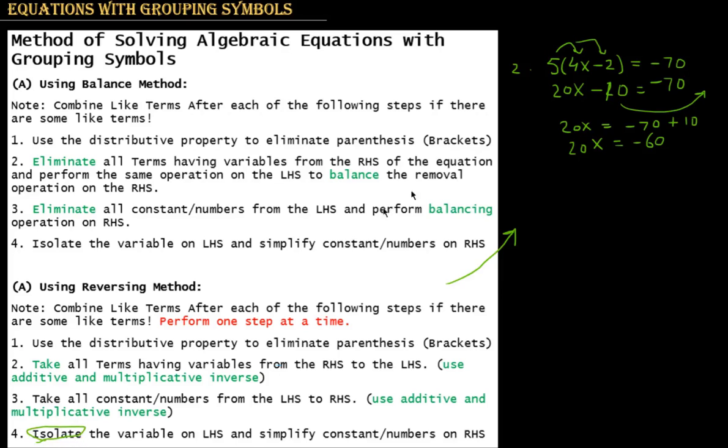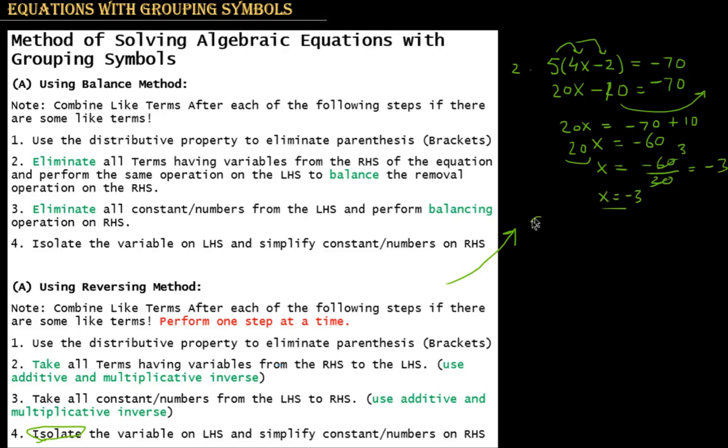So isolate the variable. 20 is with the variable, so we take this 20 to the other side. It is being multiplied, so it will be divided when it goes to the other side. So now you can simplify minus 60 by 20. So x equals minus 3 is your answer.